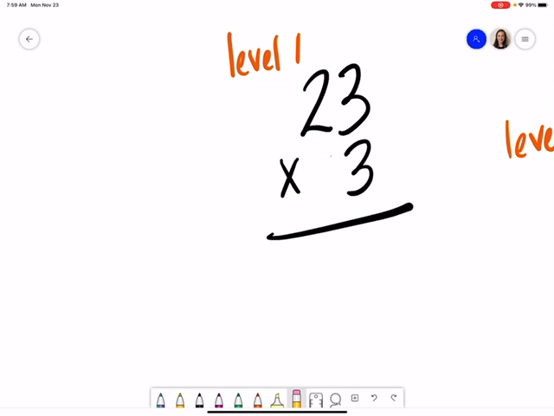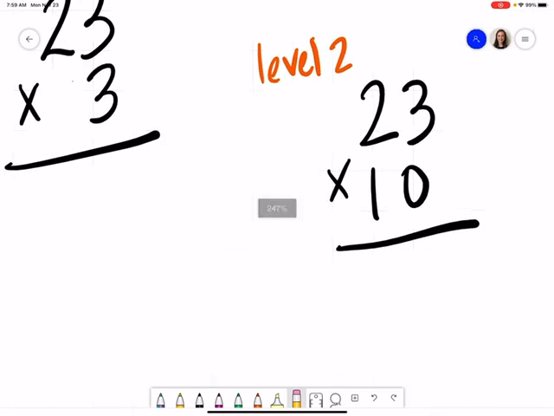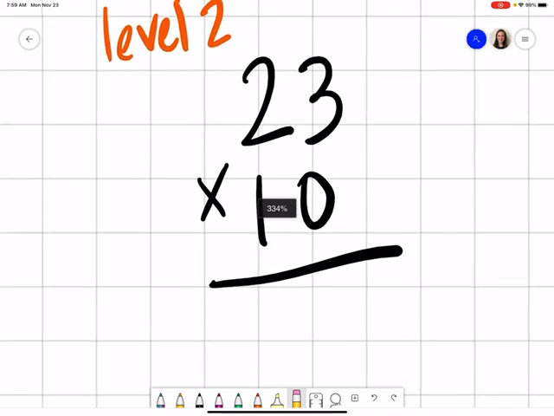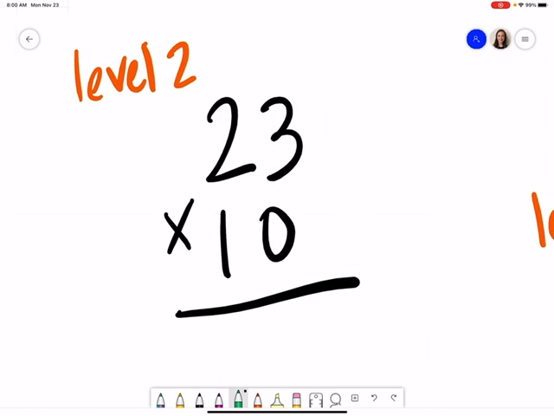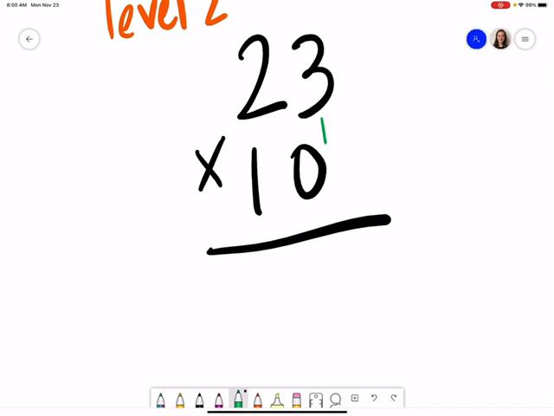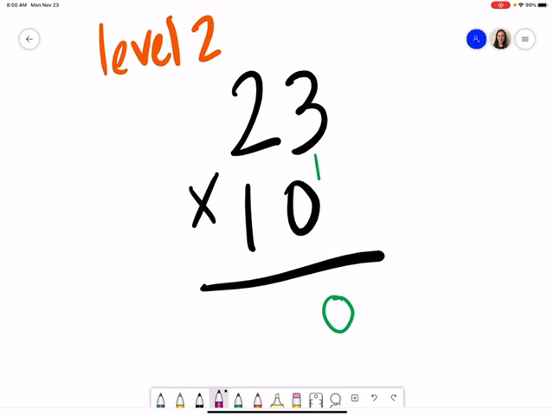All right. But what if we took it a step further and said 23 times 10? Okay. If I said this, I would need to make sure I'm multiplying every single number. So first, I'm going to multiply my ones place. 3 times 0 is 0. Okay, now I'm going to multiply my tens place times my ones place. 2 times 0 is 0.